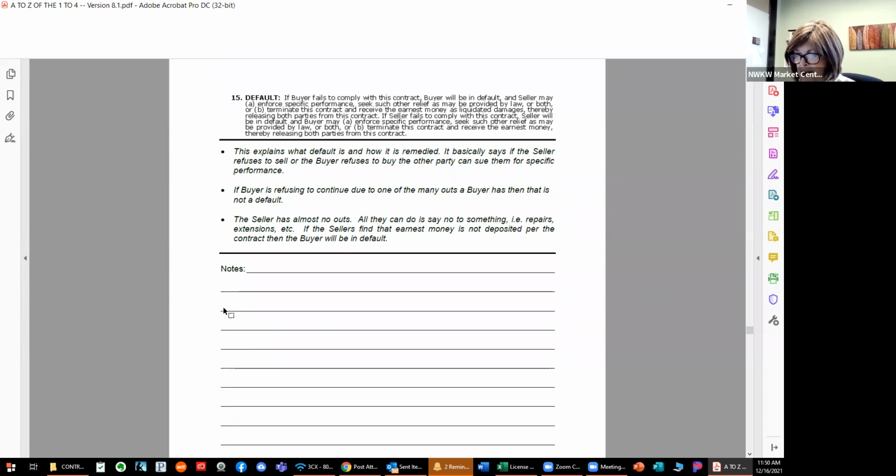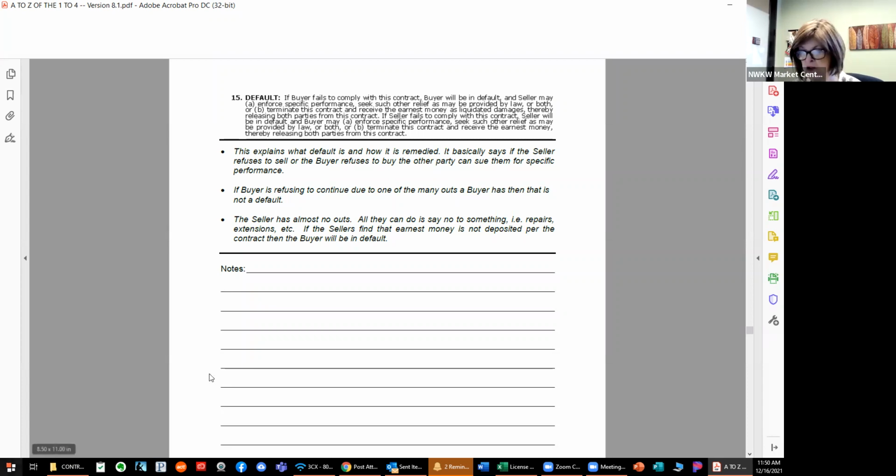So anything regarding repairs or extensions of time to give them more time for something, all they can do is say no, basically. If the seller finds that earnest money or option fee is not deposited per the contract, then the buyer will be in default. Only thing is, if they're in default, you can terminate, but you've got to put it back on the market right away, because you've got no option fee and you've got no earnest money. And then what are you going to do? Go sue them? Probably not. You're probably going to say, well, dang. That's why you want to ensure that your clients and the other side are depositing earnest money and option fee timely.